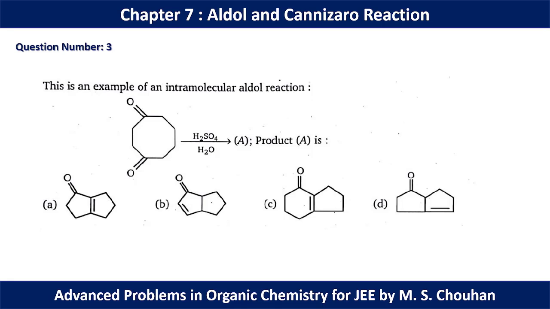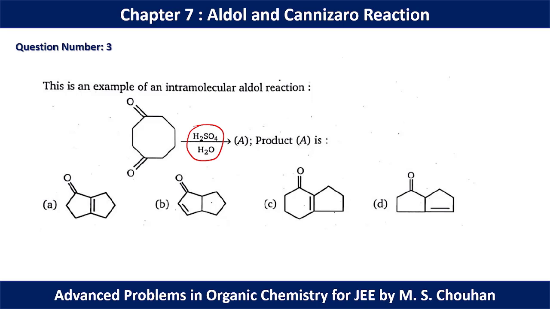In question number 3 this is an example of an intramolecular aldol reaction. So we have a cyclic product. Now we have to perform the aldol reaction in acidic medium. So we can start with 2 alpha positions, this is alpha 1 and this is alpha 2. Now if we perform the reaction from alpha 1 we will form a 3-member ring, which is not possible in this case. So we have to start with this position. So this is an acidic medium.